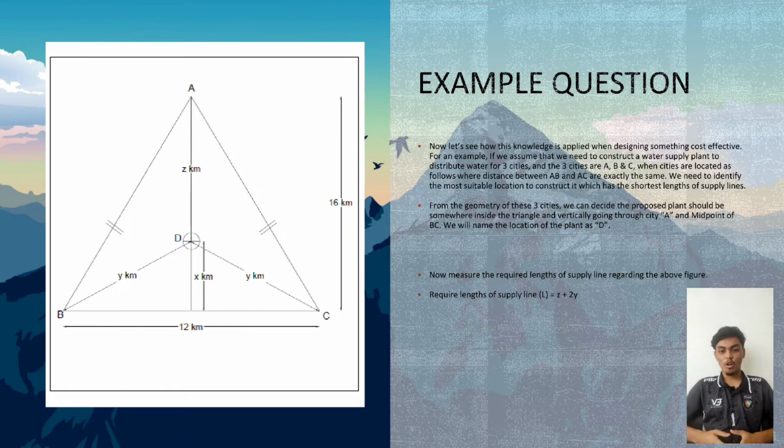From the geometry of the 3 cities, we can decide the proposed plant should be somewhere inside the triangle, vertically going through city A and the midpoint of BC. We will name the location of the plant as D. Now, measure the required length of supply line regarding the above figure. The required length of supply line L equals Z plus 2Y.